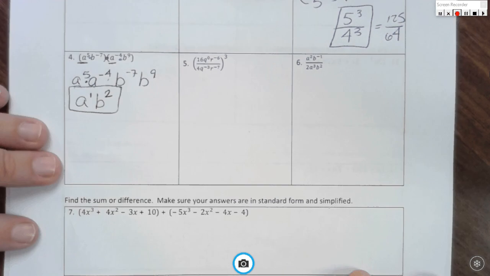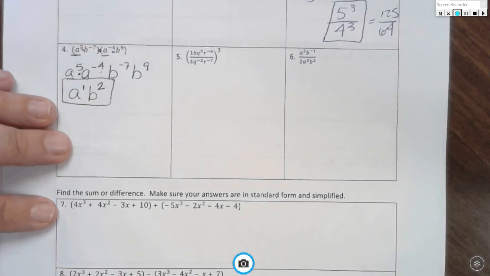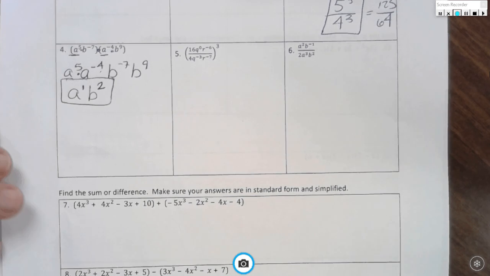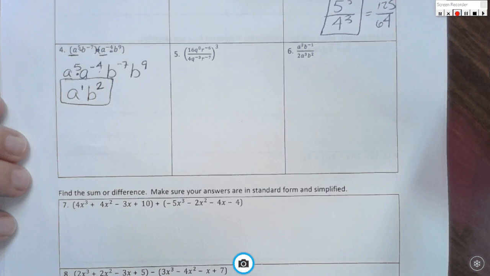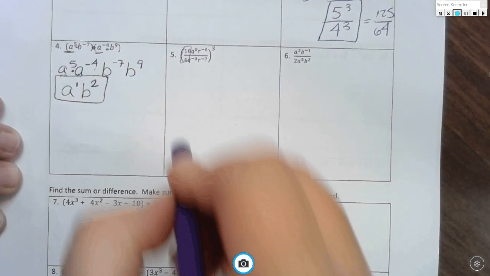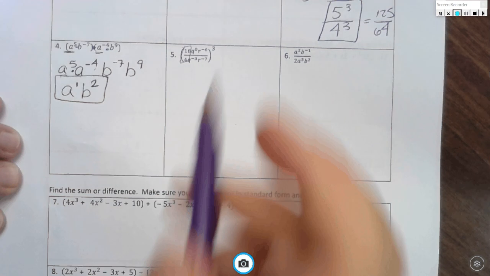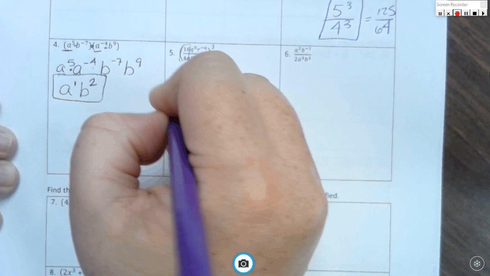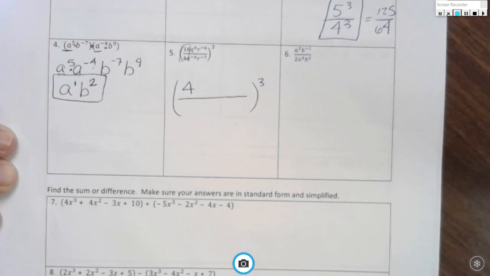Moving on, number 5, I'm going to work, I think, inside the parentheses first and apply what properties I can here, and then I'll move on to outside the parentheses. So the first thing that I notice is this 16 and 4. Just like any fraction, if I have 16 divided by 4, I would get 4 in the top. So this becomes 4 up top. And I'm just going to do my fraction here. Of course, I've got the 3 outside, and I'll worry about that in just a minute.